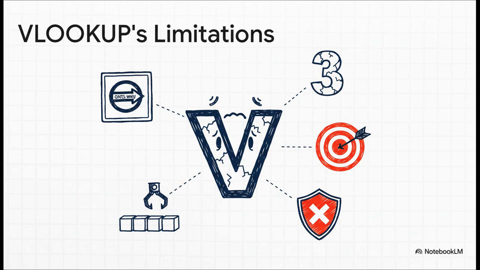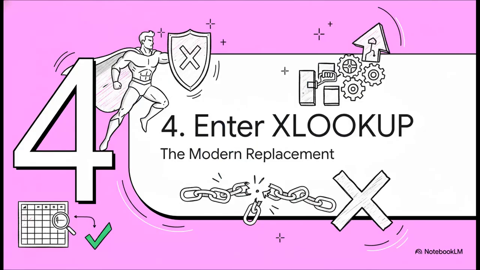Third, its default setting is an approximate match, which is almost never what you want and a huge source of errors. Fourth, it only finds the first match it stumbles upon. And fifth, you get that ugly #N/A error unless you wrap the whole thing in another function. Seriously, every single one of these is a landmine just waiting for you to step on it. But then, our hero enters the story. Microsoft finally introduced XLOOKUP, and it was designed specifically to fix every single one of those weaknesses.